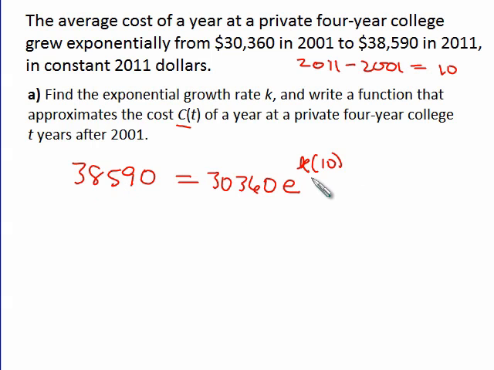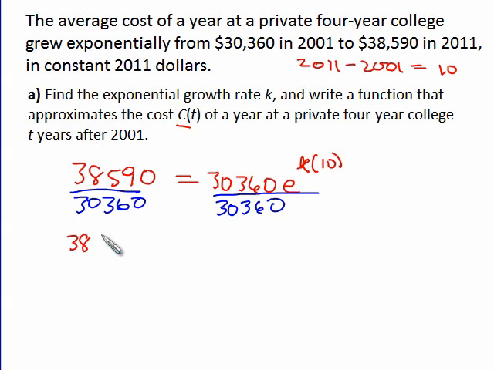Well, the very first step is I need to get the exponential by itself, so I have to divide out the 30,360. And I'm not even going to bother to try to reduce this fraction at all or turn it into a decimal, because I never want to round in the middle of my problem. So I'll just leave it as 38,590 over 30,360.